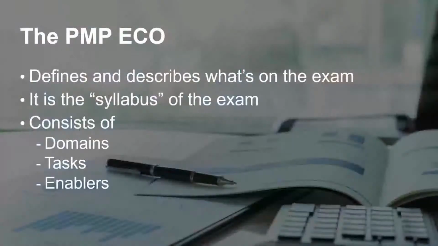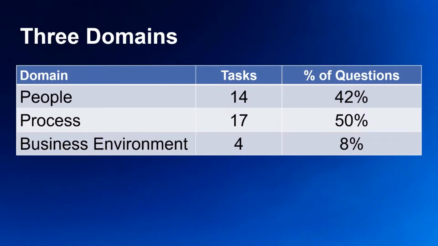All right, so what is the ECO? The ECO defines and describes what's on the exam. It's the syllabus of the PMP exam. If it isn't inside of the ECO, then it will not be tested on your exam. We have domains, tasks, and enablers. We're just going to take a look at the domains here today and talk about those.